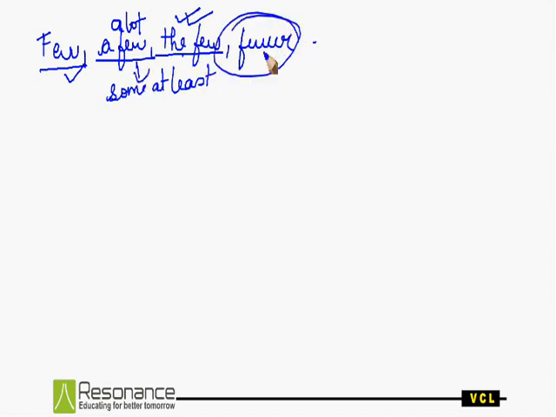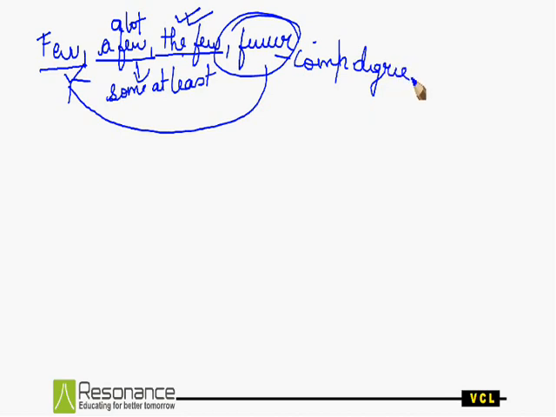Now comes fewer. Fewer is the comparative degree of the adjective few. Like Ram has 10 apples in his bag, but Sita has fewer apples than Ram. Fewer again is taken as a comparative degree.